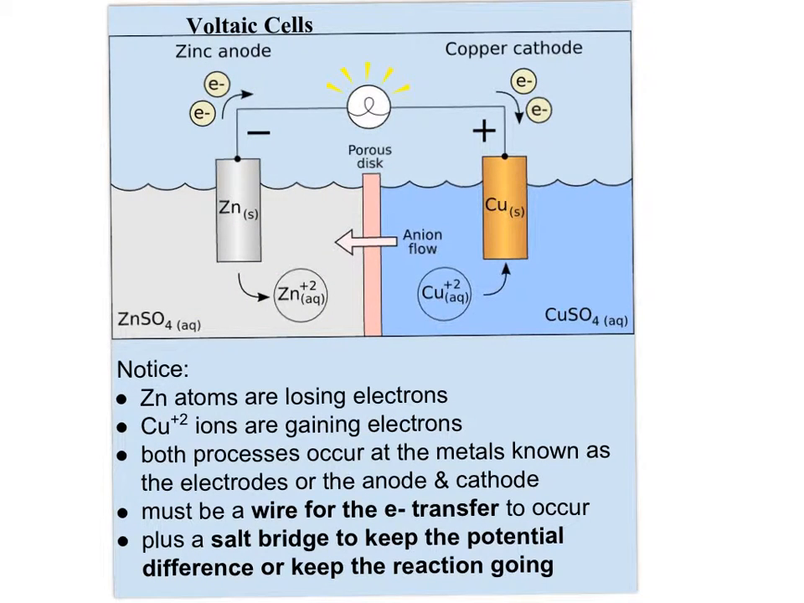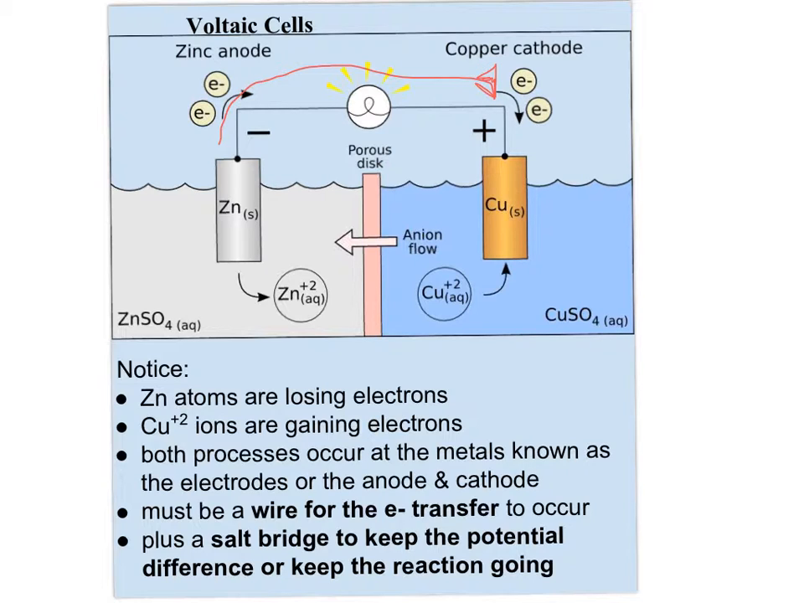So here's a picture of a voltaic cell. And some things you should notice is that you've got zinc and zinc sulfate, copper and copper sulfate. There's a wire connecting the two of them, and they've put a little light bulb in there so that you could tell there's electricity flowing. And then a couple other things you should realize is that the zinc is giving up electrons, and the electrons are flowing over to the copper side of things.